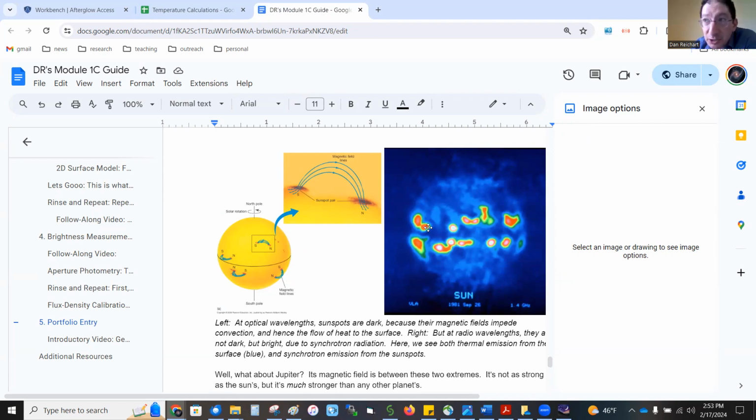It's a hot gas, so you have charges, electrons roaming around free, and they get stuck in the magnetic field lines. They spiral around them, they emit synchrotron radiation. This much fainter blue haze that you see in the background is thermal emission from the surface at radio wavelengths, but the sunspots are giving synchrotron.